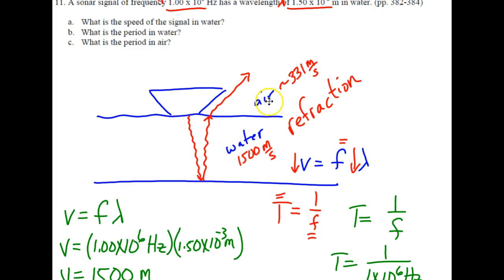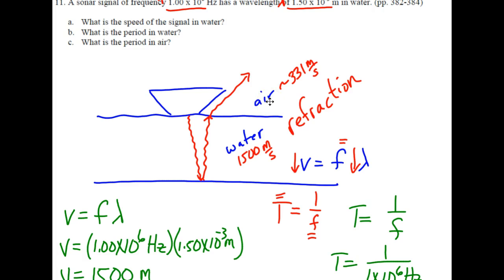If we were to consider the air to be at its standard temperature and pressure, we know that sound travels at about 331 meters per second, a little more than that if the air is warmer. But clearly 1500 to 300 and whatever is quite a difference. And what's happening here is the sound wave is changing speed due to a change in medium. And we call that refraction.